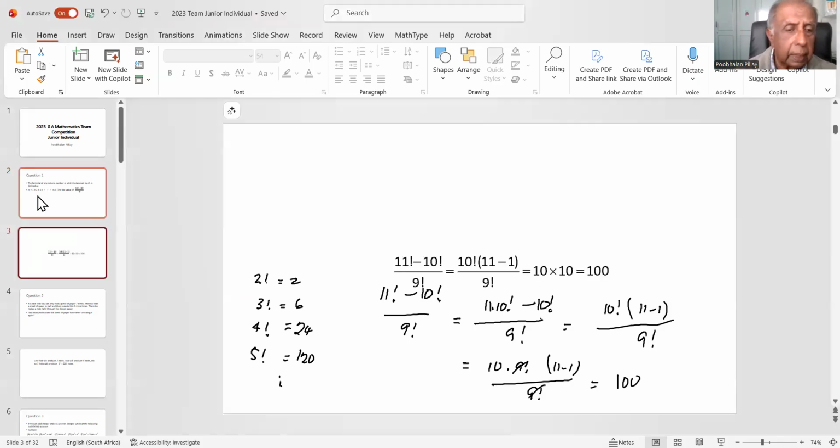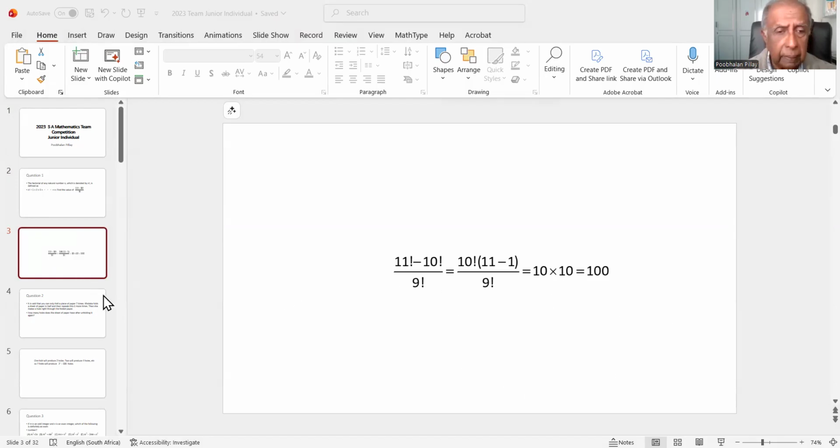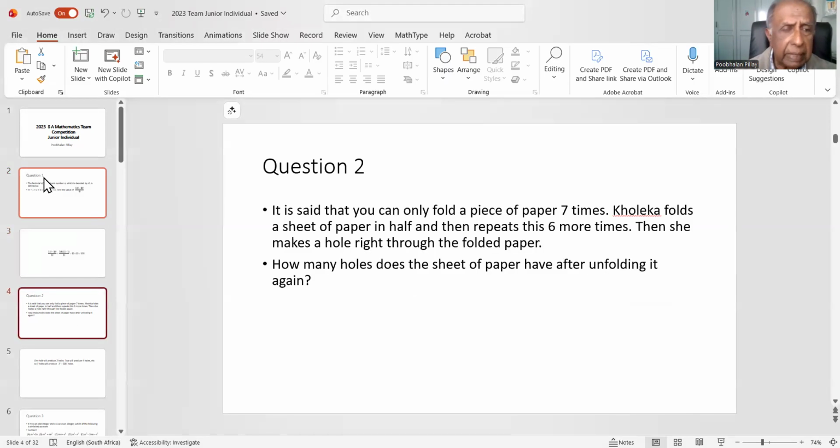So as you can see, I write down the solutions as well in the typed form, pre-prepared solutions. And sometimes I can check to see whether my answer is correct. Okay, so as you can see, the answer here is given as 100, and it is the same answer that I got. Let's go on to question 2.